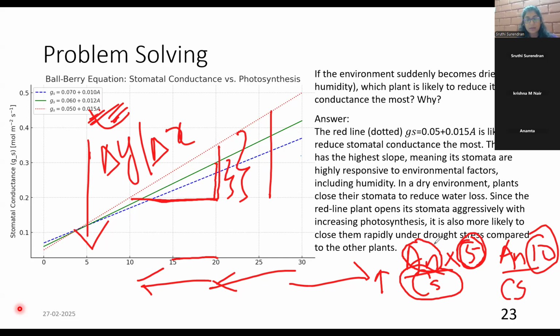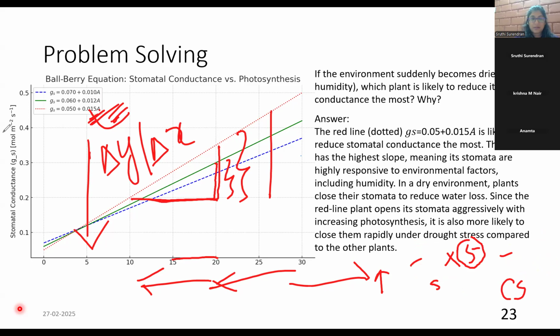So this is what this Ballbury curve does. Now one more question.